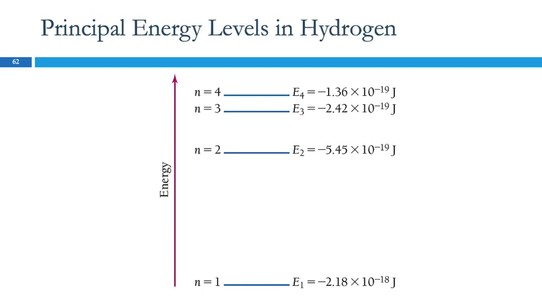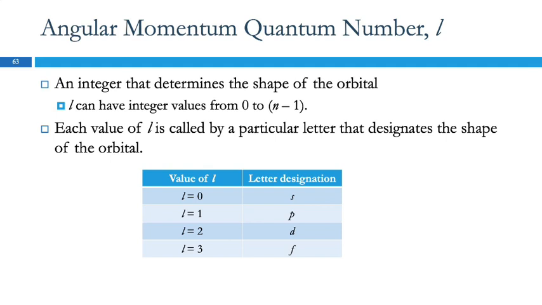Higher energy is unstable, right? But also look at the difference between level 1 and 2 is really big. The difference between 2 and 3 is smaller. Between 3 and 4 is even smaller. And as you go out, the difference between the levels gets smaller and smaller. So that's the principal quantum number.